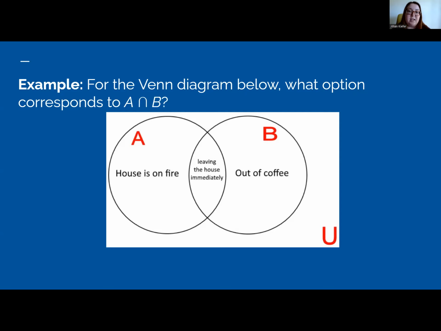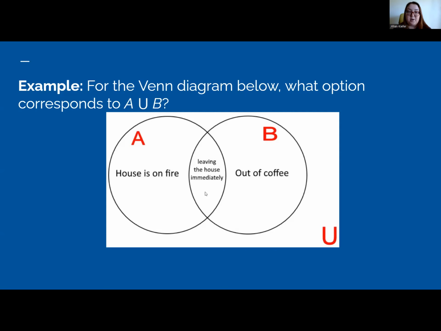So, all right. Now we have A intersect B. Remember, A intersect B is the intersection, what is in both. It's the overlapping part. The overlapping part is this part in the middle, which is leaving the house immediately. So the option that corresponds to A intersect B would be leaving the house immediately. That's the part where they overlap.